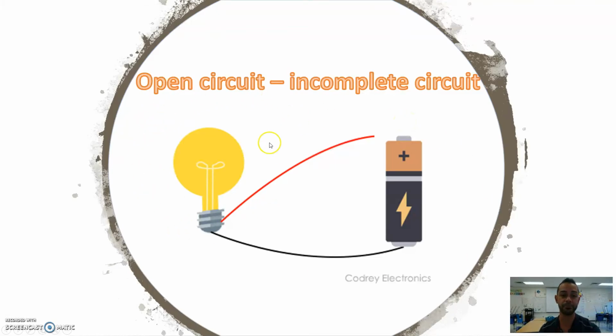Why? Because the light bulb is on. In real life, the light bulb cannot be on because the energy cannot flow in this circuit. Why? It's an open or incomplete circuit because the wires are not connected to the battery.